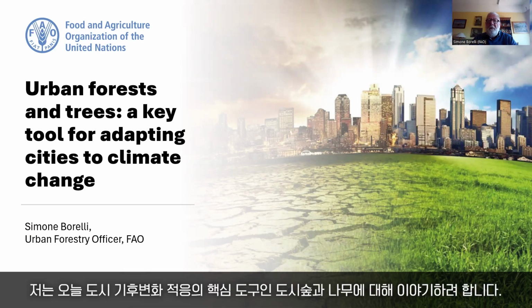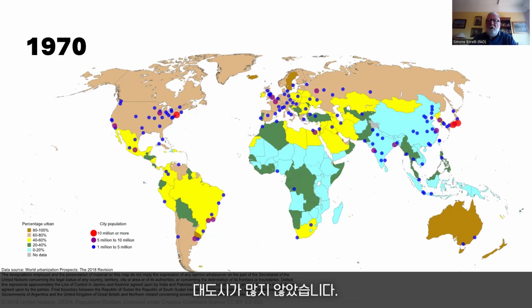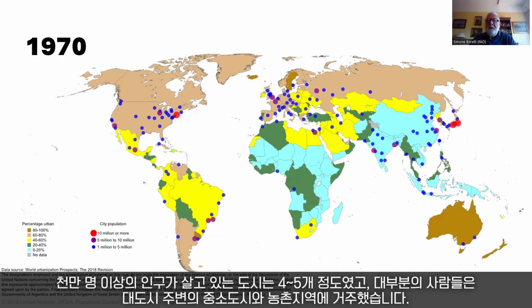Today, I'll talk about urban forests and trees, a key tool for adapting cities to climate change. Now, as many of you know, in 1970, the world was a very different place. Very few large cities around the world, maybe 4 or 5 cities, had more than 10 million people living in them, and most people still lived in small and medium villages in and around rural areas.